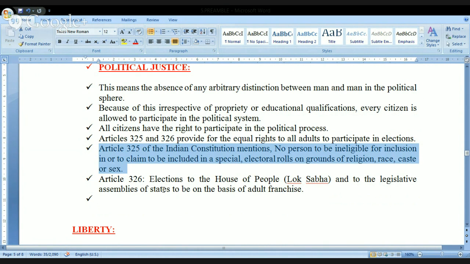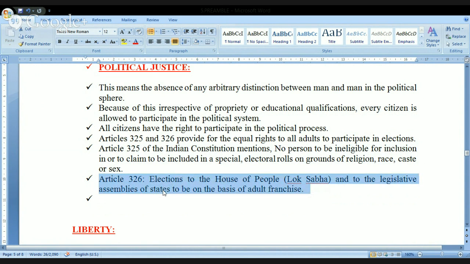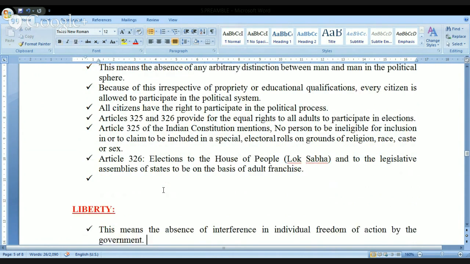Next, Article 326 says that elections to the Lok Sabha and the elections to the legislative assemblies of the state are to be on the basis of adult franchise. I told you what is the meaning of adult franchise. This is nothing but the right to vote. All the adults in the country, each person who is not less than 18 years of age, is permitted to vote in the elections. Okay. Next, I'm moving to the next point.